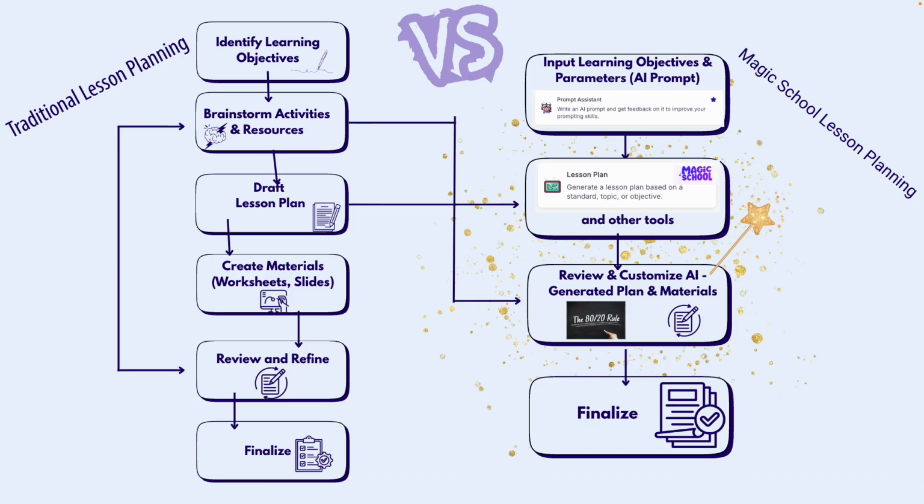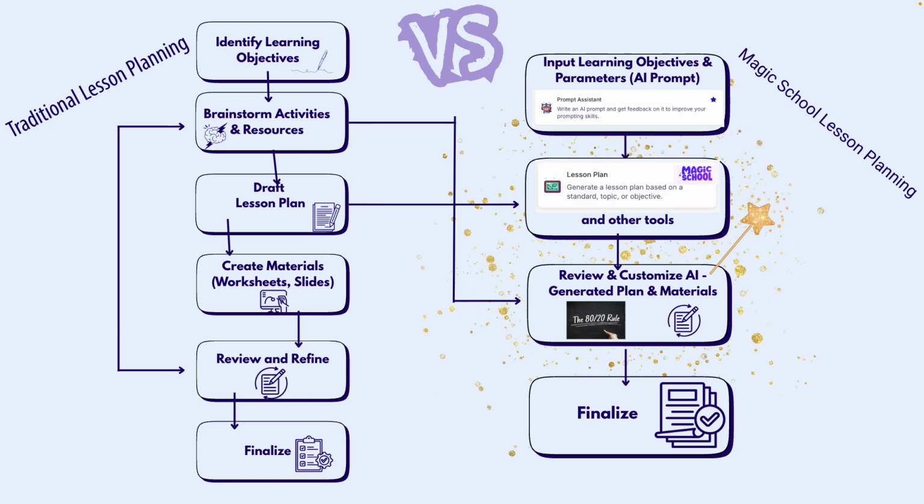So let's take a second and look at traditional lesson planning. As you can see, you have to identify your learning objectives, then brainstorm activities and resources, draft the lesson plan, create materials, worksheets, slides. Still have to go back, review, and refine, and you're going to keep repeating those steps until you finalize your lesson plans.